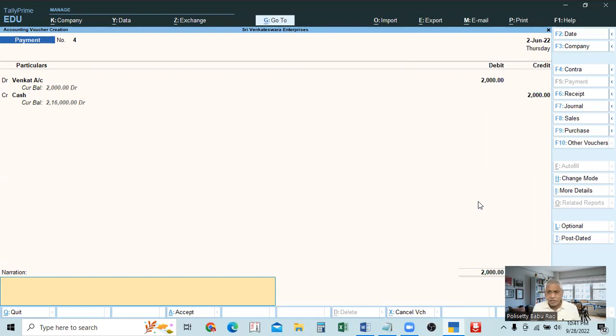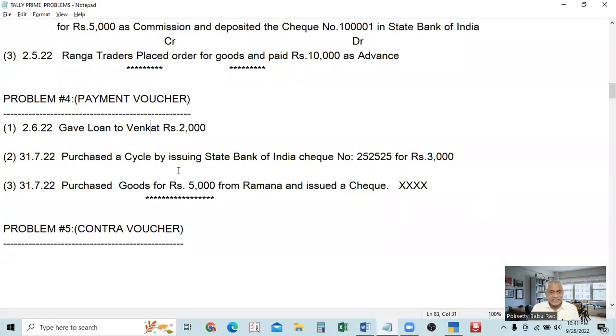In the narration, we have to write the transaction very briefly. That is why we'll write a short description, just "being loan given". So save it. Okay, in this case, this is completed.